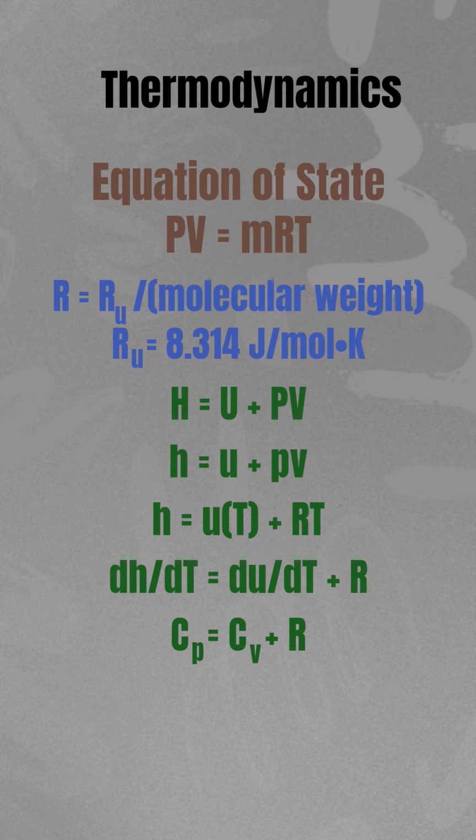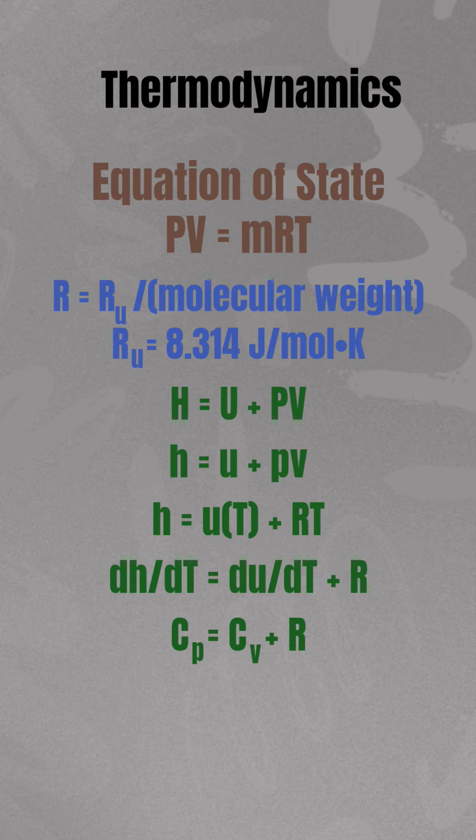So the equation of state for an ideal gas is PV equals mRT. Here R is the gas constant, and its unit is joule per kg Kelvin. It is also equal to 8.314 divided by molecular weight, and this 8.314 is the value of the universal gas constant, whose unit is joule per mole Kelvin.